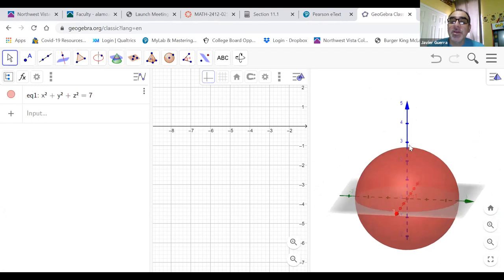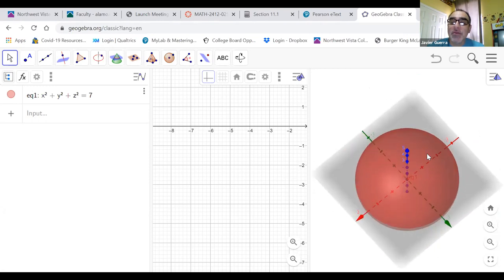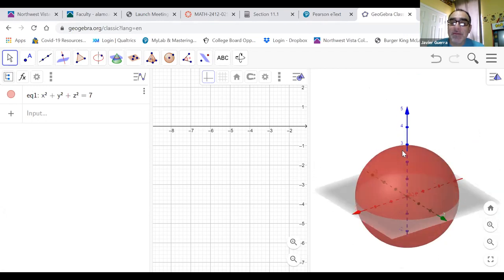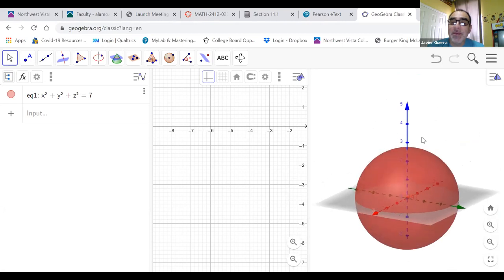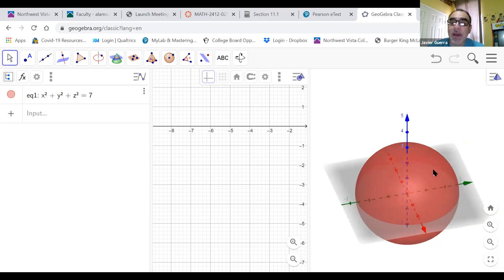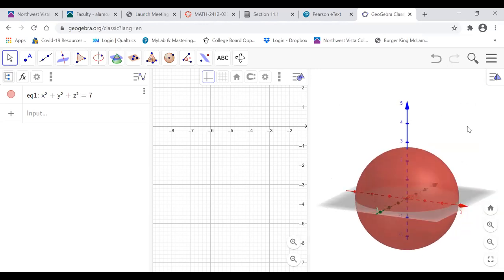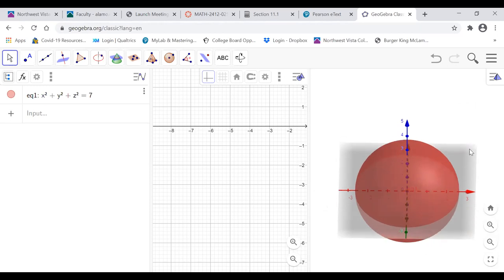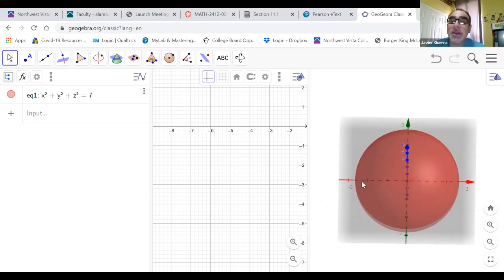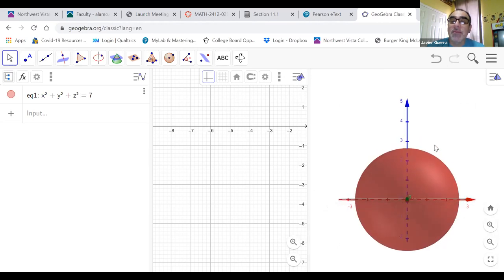See, you can maneuver, you can look at it from different perspectives. Isn't that cool? Look at it from the top. There's your Y and your X. Y is the green, X is the red, and blue is the top. Cool, right? 3D.